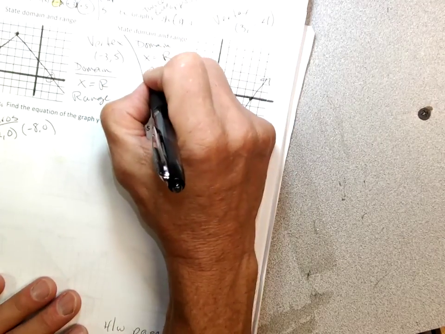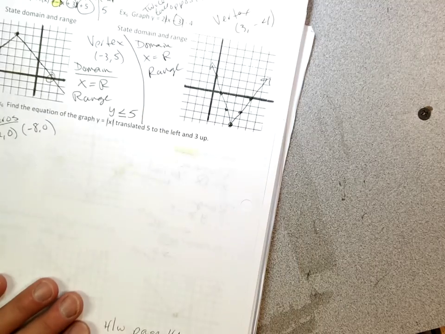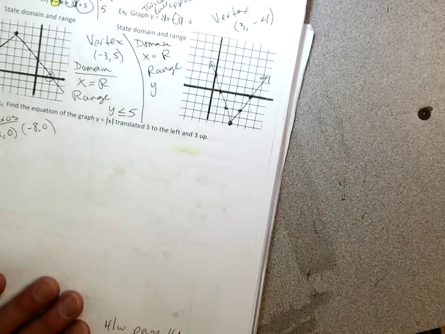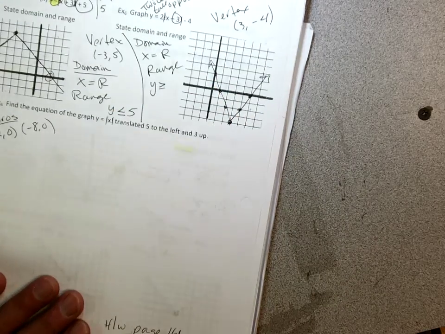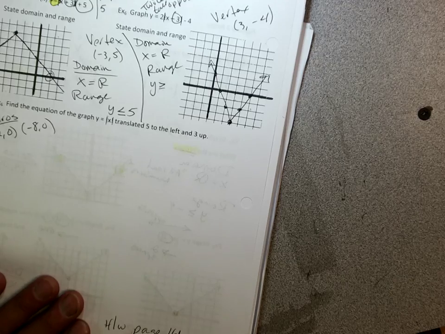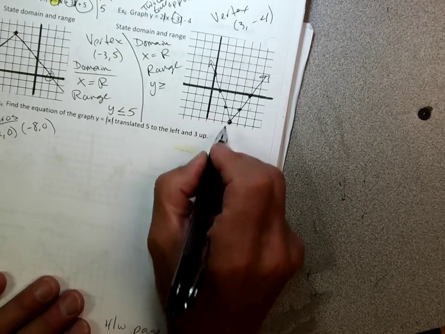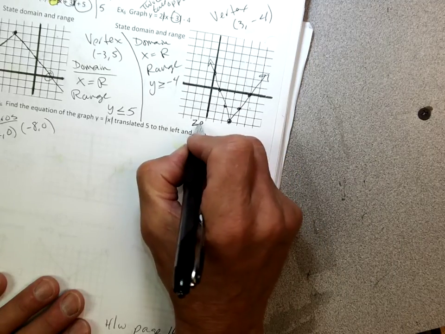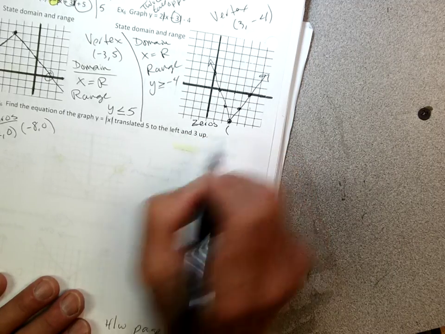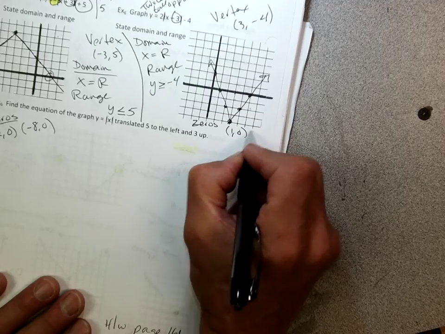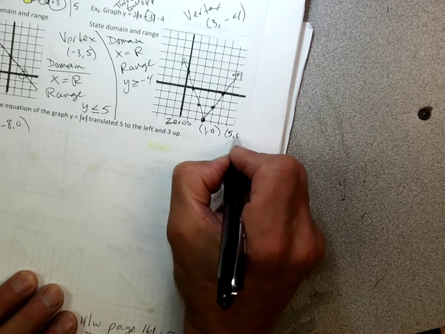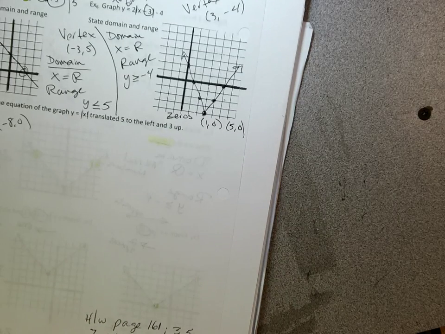What about range? Reach for your range. What's your range? Y is greater than or equal to negative 5. Negative 4, but you got the right idea. Nice job. Zeros? 1, 0. Yep. And? 5, 0. Yep. Nice job, Dylan. Perfect.